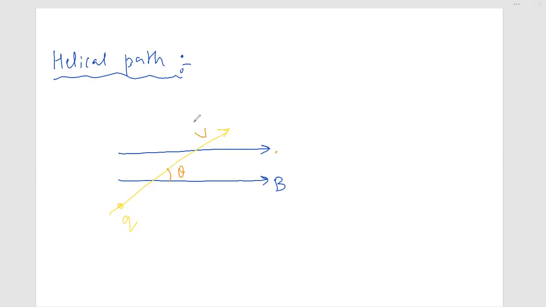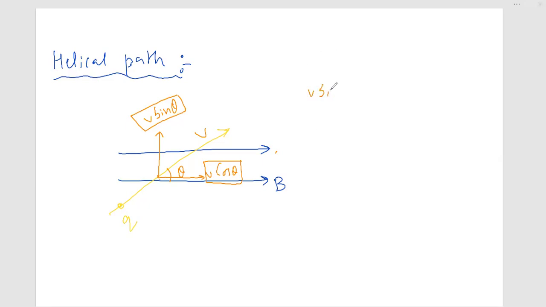Now, we will resolve this speed into two components. One, v sin theta. This is the component of speed which is perpendicular to the magnetic field direction, and another component will be v cos theta. V cos theta is the parallel component of the velocity along the direction of magnetic field.